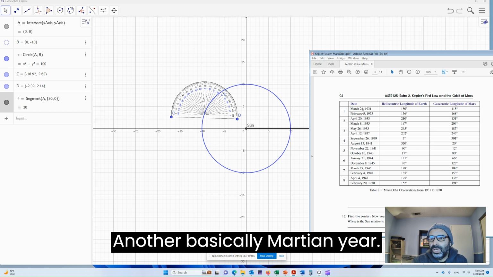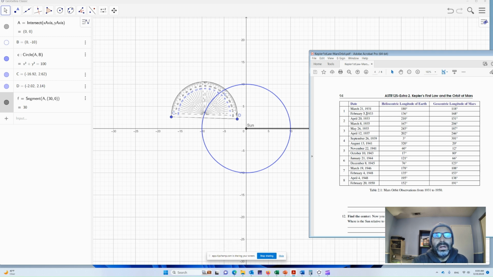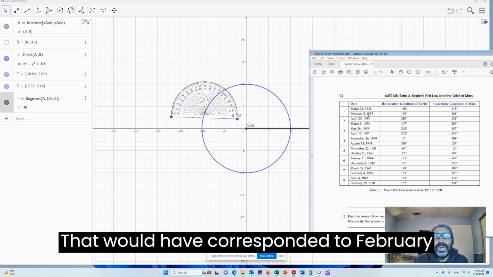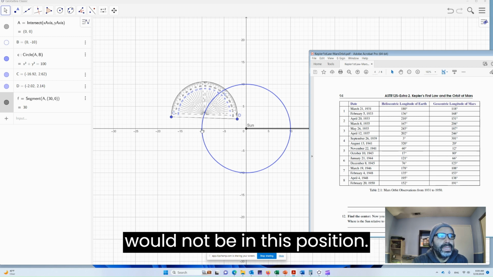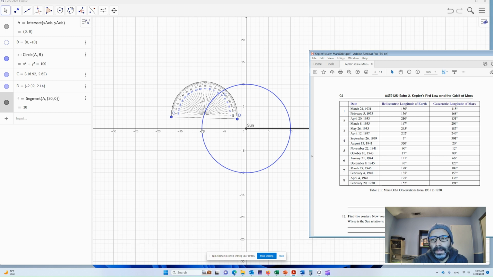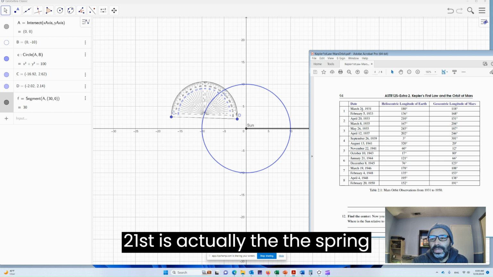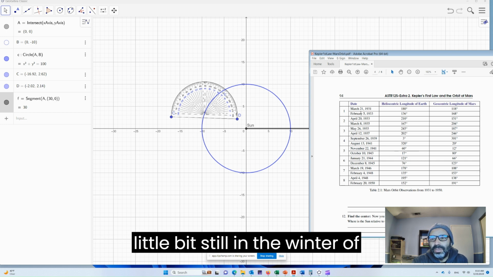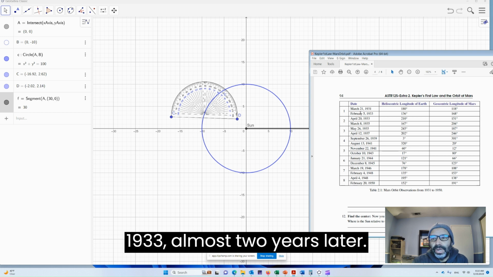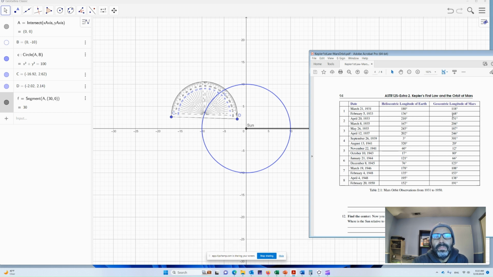and then on another, basically Martian year, that would correspond to February 5th, 1933. On that date, the Earth would not be in this position. Remember, March 21st is actually the spring equinox. So this is going to be still a little bit in the winter of 1933, almost 2 years later.